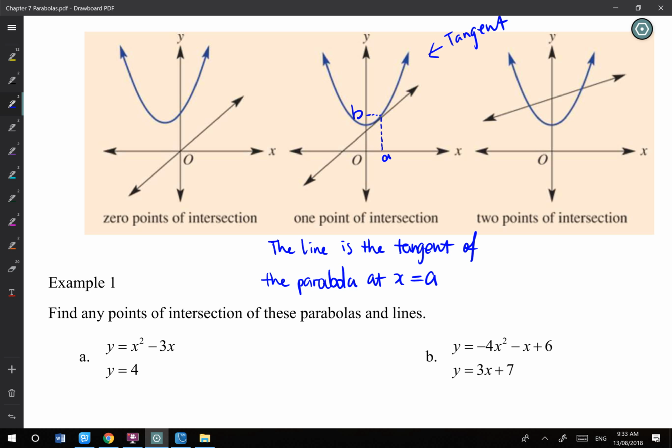Can you think about any other case, where it might intersect 3 times? We have 0 times, 1 time, and 2 times. Anyway, if we change the parabolas and rotate the line, can it ever intersect in 3 places? Don't think about algebra, just think about the graph. Is that possible? No, it's not possible. I'll show you why it's impossible. It can only intersect in 2 places at the maximum.